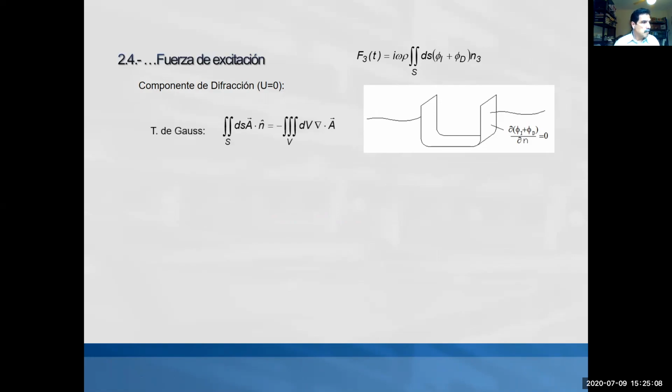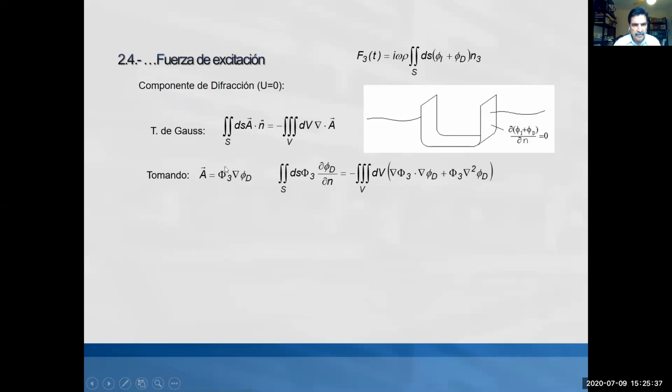So we go on, and for this, we are trying to relate the excitation with the previous problem in which the ship was moving. So this is our Gauss theorem. A here is a vector function. Let's suppose that we take the vector function as this one. So phi3, this is a... it's not a vector, it's a... what's the opposite of vector? People, help me.